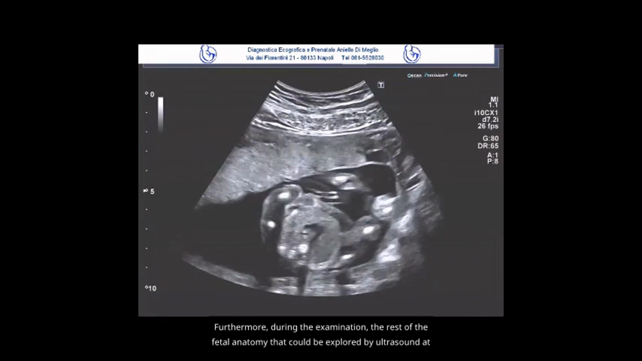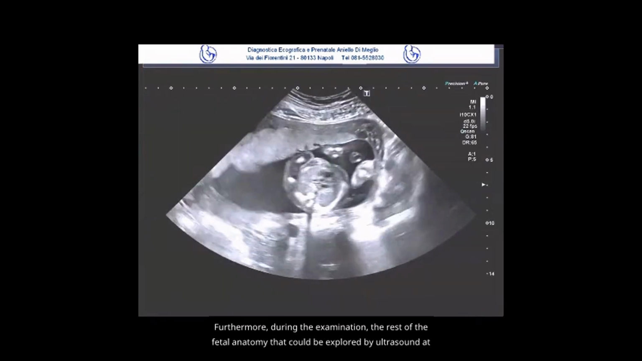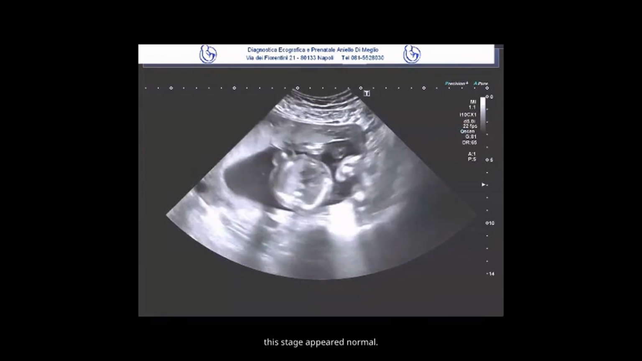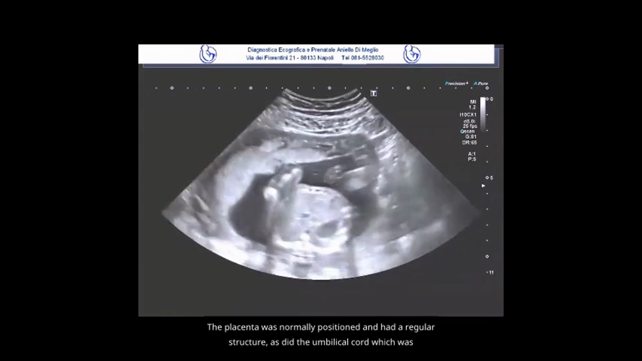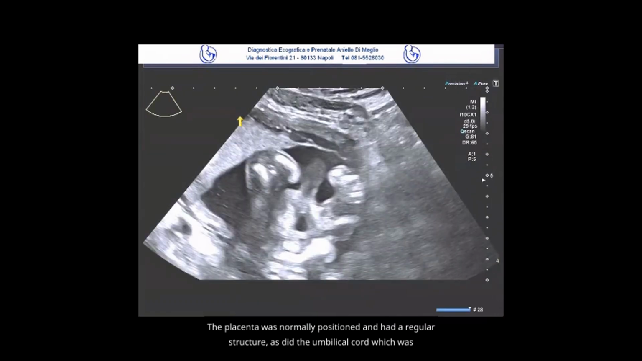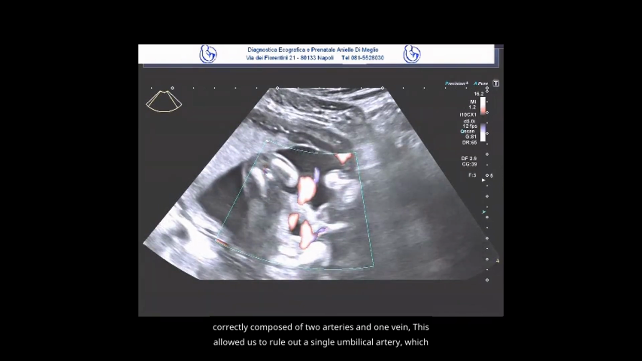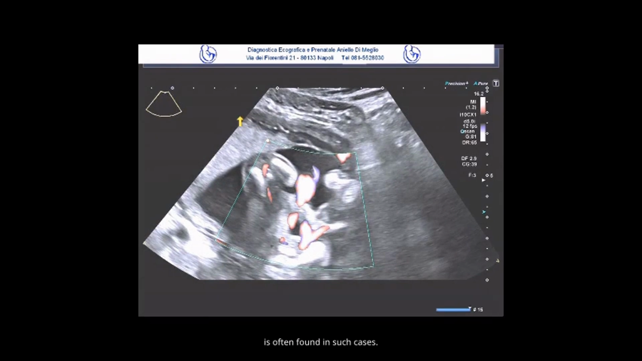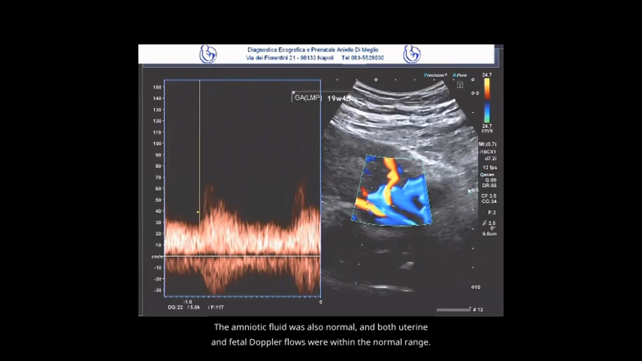Furthermore, during the examination, the rest of the fetal anatomy that could be explored by ultrasound at this stage appeared normal. The placenta was normally positioned and had a regular structure, as did the umbilical cord, which was correctly composed of 2 arteries and 1 vein. This allowed us to rule out a single umbilical artery, which is often found in such cases. The amniotic fluid was also normal, and both uterine and fetal Doppler flows were within the normal range.